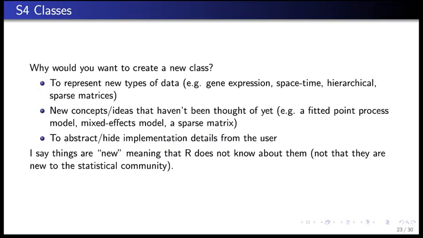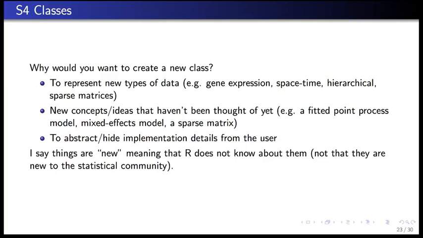So why would you want to create a new class? The basic reason is you want to represent new types of data. These are data that don't have a built-in way in R to manipulate them. You don't need to create a new class for numbers because there's a numeric class, an integer class, and a complex class. So there are classes to store those kinds of data already. But what if you have gene expression data? What if you have spatial temporal data or hierarchical data or maybe sparse matrices? There's no built-in class for those types of data, and so you're going to have to define one for yourself.